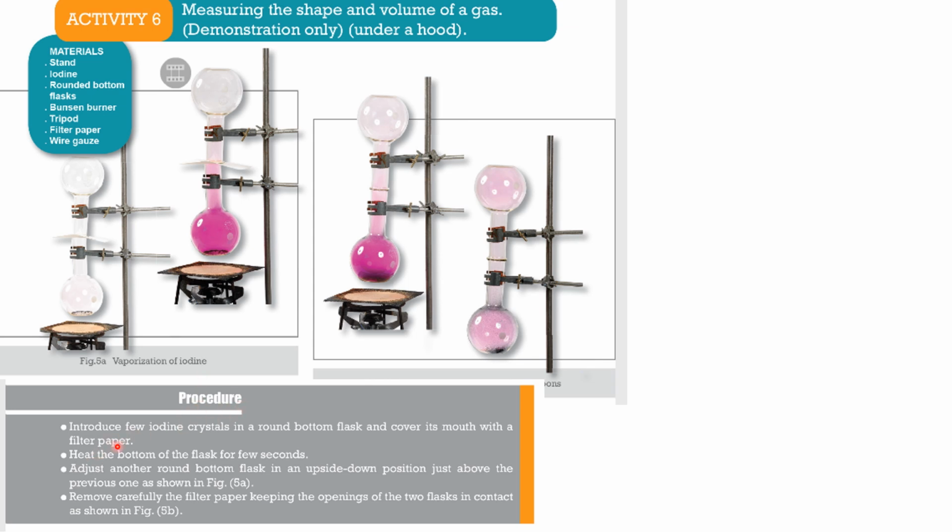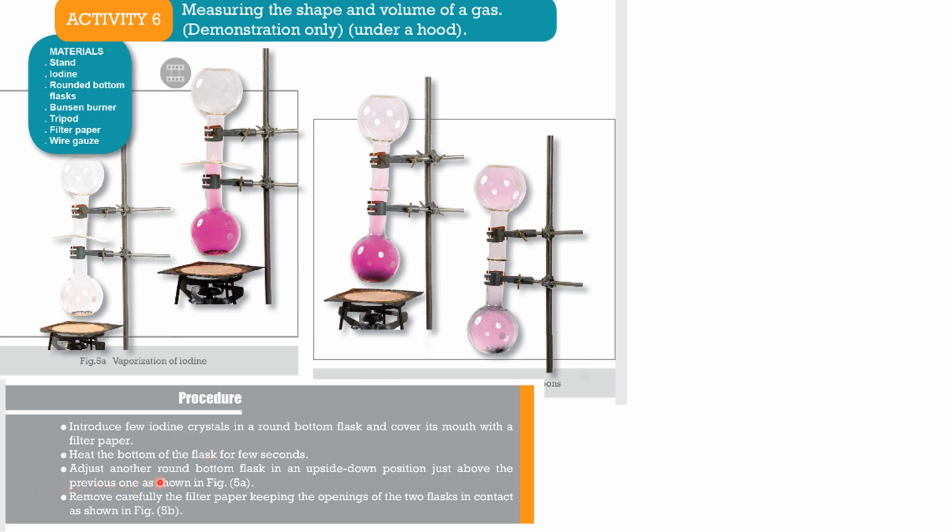Procedure. Introduce a few iodine crystals in a round bottom flask and cover its mouth with a filter paper. Here we have the round bottom flask. We put iodine crystals, then we cover the opening with a filter paper. Heat the bottom of the flask for a few seconds. We light the Bunsen burner and we gently heat the flask containing the iodine.